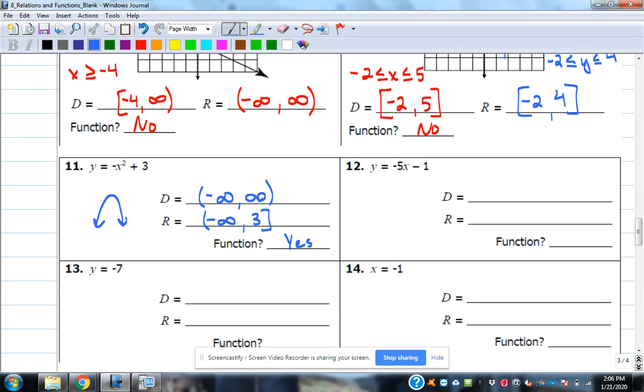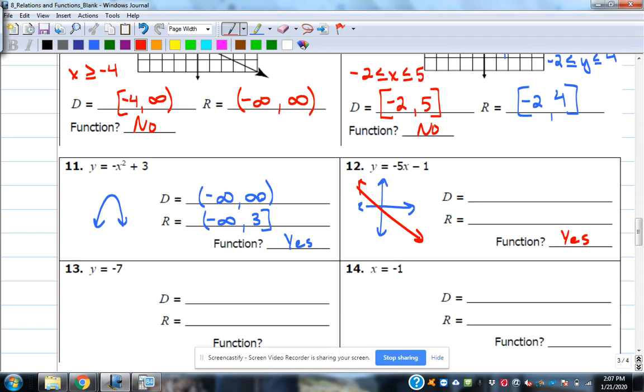All right, let's look at number 12. What's that equation? What form is that in? Y'all remember? Slope-intercept form. And that means it makes what kind of shape? Straight line, okay? This one's going to have a y-intercept of -1 and a slope of -5. So I know it's going to look something like this graph. Not perfect like that, but it'll look something like that. Does that pass the vertical line test? Yeah.